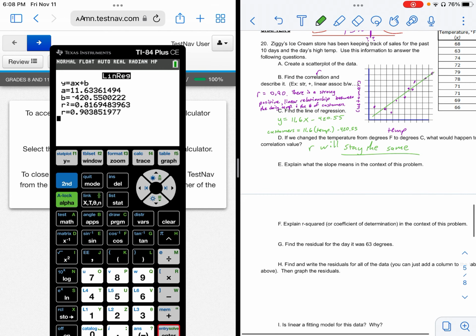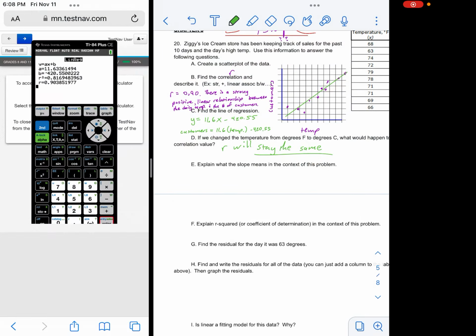Okay, it will stay the same. What does the slope mean in context? Ooh, good question.